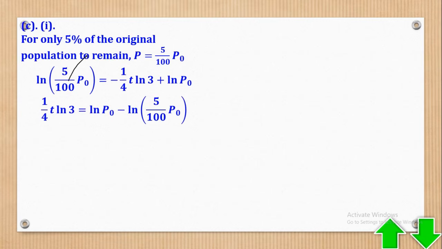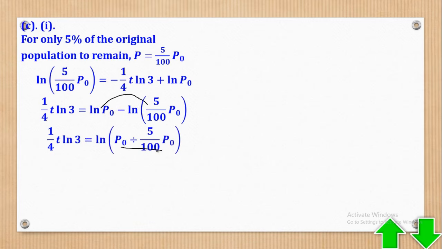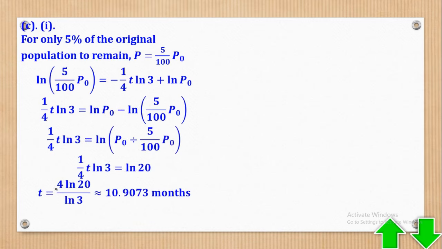So I have to look for a way of making t the subject. When I take this one this side, and this one goes this side, I come up with this equal to that. Then this and this is the same as this division, therefore I remain with this. So to make t the subject, it becomes 4 ln 20 over ln 3, which is 10.9037 months. So that was Roman 1.